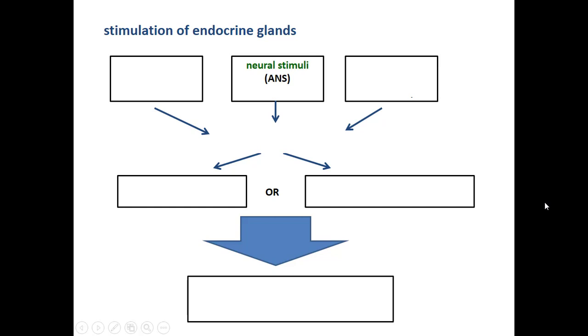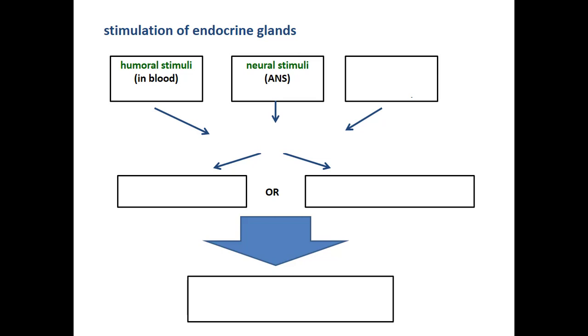So stimulation of endocrine glands, predictably, can occur in response to the nervous system. The ANS has as its target cardiac muscle, smooth muscle, and glands, and among those glands, of course, are endocrine glands. So the ANS can stimulate endocrine glands to release hormones. There are also some endocrine glands that release their hormones in response to what are called humoral stimuli. These are basically chemicals in the blood. For example, the presence of glucose in the blood will stimulate the pancreas to release the hormone insulin.